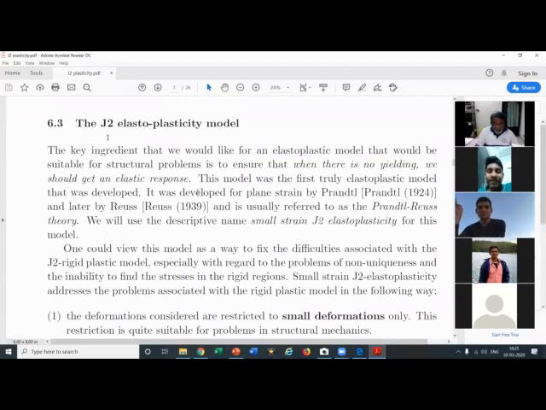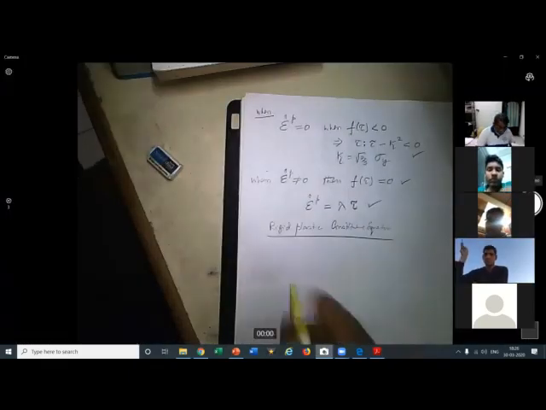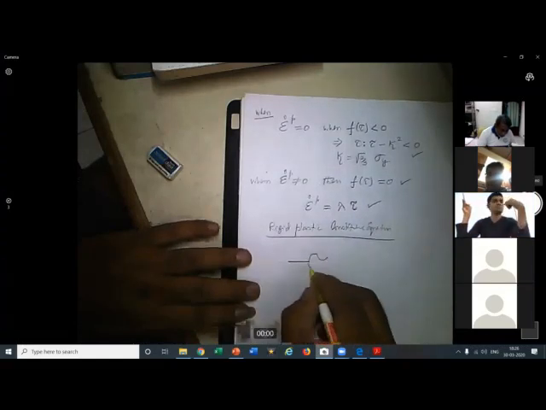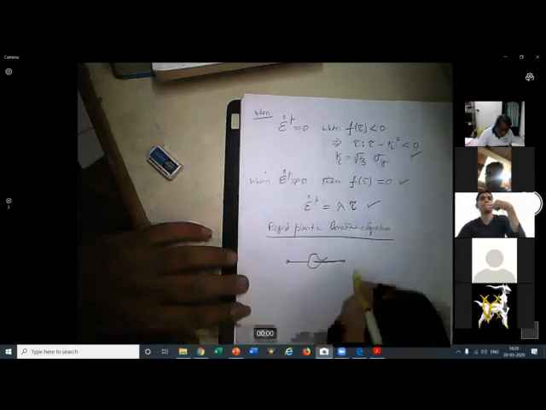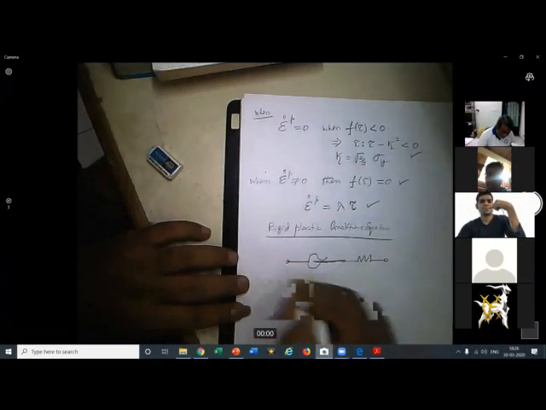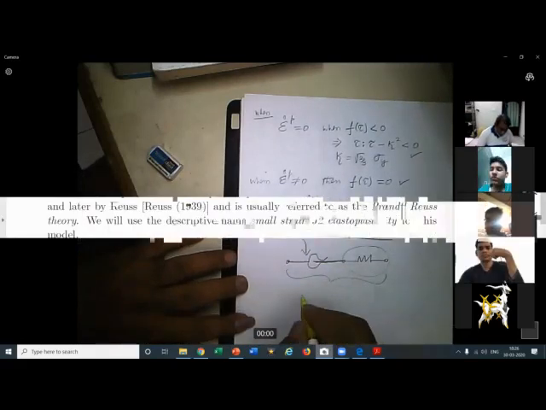In the next class, we will focus on how to introduce elasticity. If you remember, this is nothing but dealing with only this. Now we want to add this also, a spring. This is rigid plastic, and this entire thing is J2 elastoplastic. Got it?